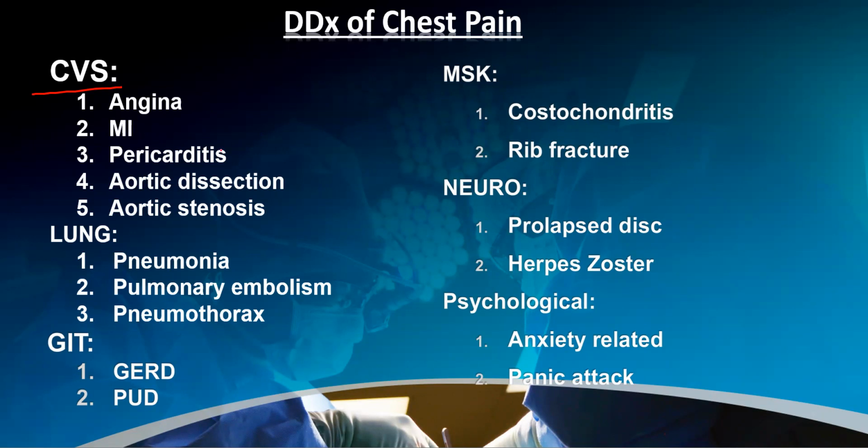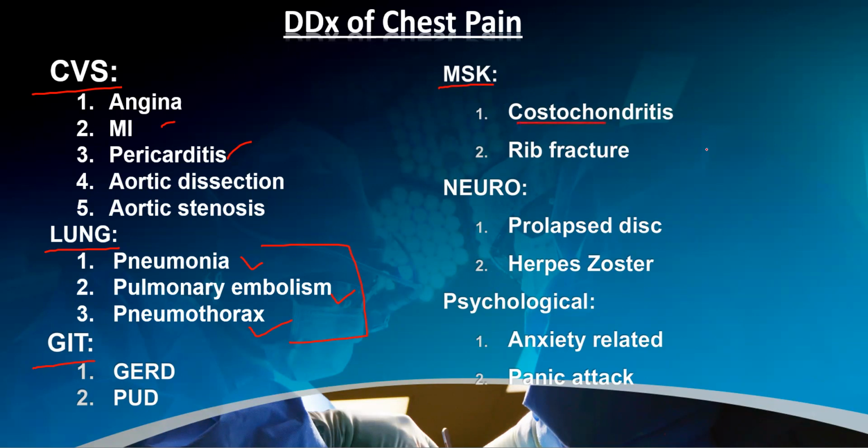So it could be angina or MI, pericarditis, aortic dissection or aortic stenosis. In case of lung or respiratory system, pneumonia, pulmonary embolism, pneumothorax. Very, very important differential, so always need to rule out any respiratory causes. So pneumonia, pulmonary embolism, and pneumothorax. For GIT, especially any reflux or peptic ulcer disease.